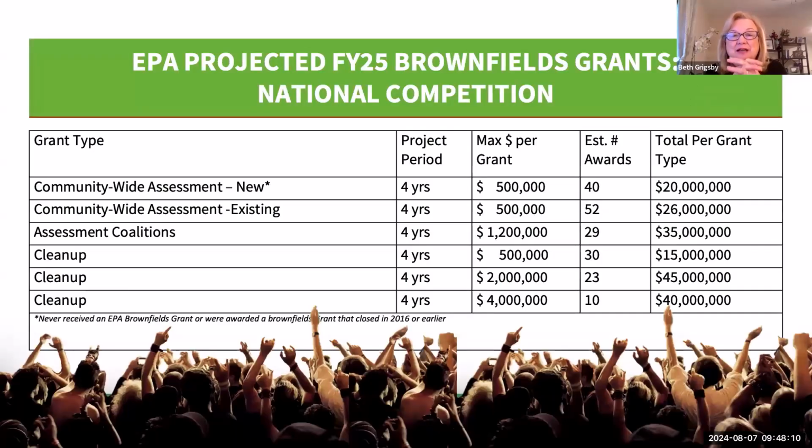Okay, so I think that Carla gave a really good recap of what was going on last year. Here is what I pulled together for this year, and I actually got it from the EPA website. It gives you an idea of total per grant type. It might be helpful for you. Next slide, please.